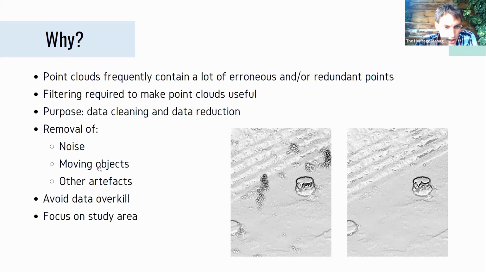And also other artifacts that are definitely not wanted. For example, if you measure a mirror using a laser scanner, you will also find a lot of erroneous points, or metal objects also have this tendency of resulting in a lot of erroneous points. Also data overkill, especially when you're working with a terrestrial laser scanner and you're making a full 360 dome scan of your environment. Most of the time, you're only interested in a small portion of your scan.